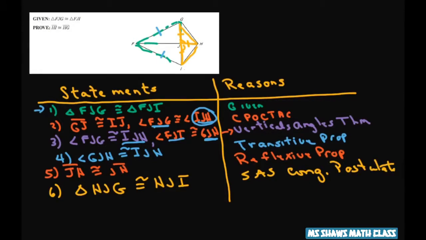And therefore, since the triangles are congruent, the sides are also congruent. So we have HI is congruent to HG, and that's by the fact of corresponding parts of congruent triangles are congruent. And that's it.